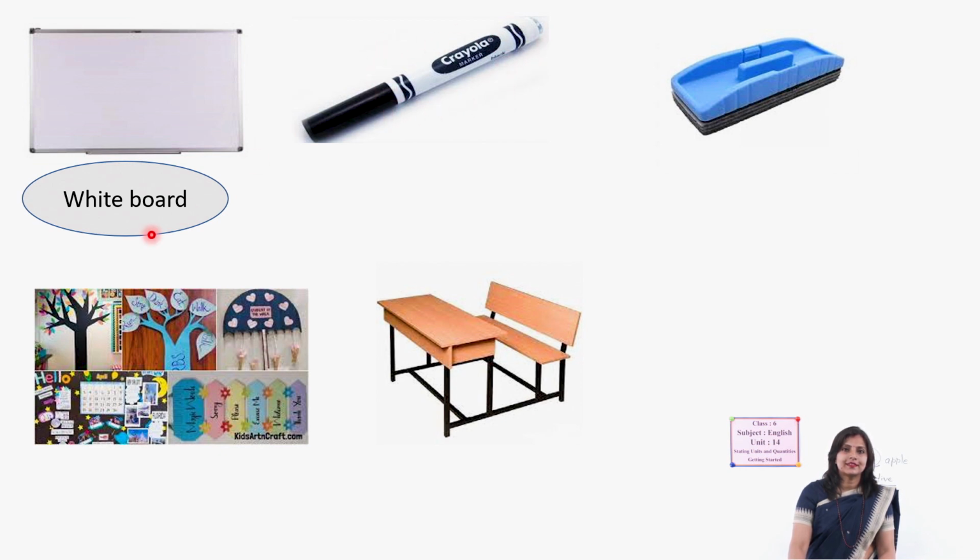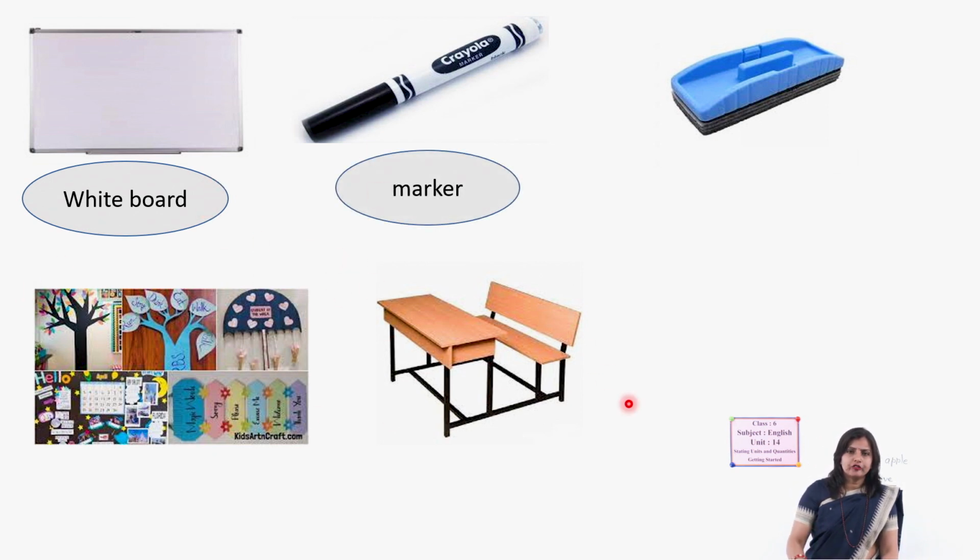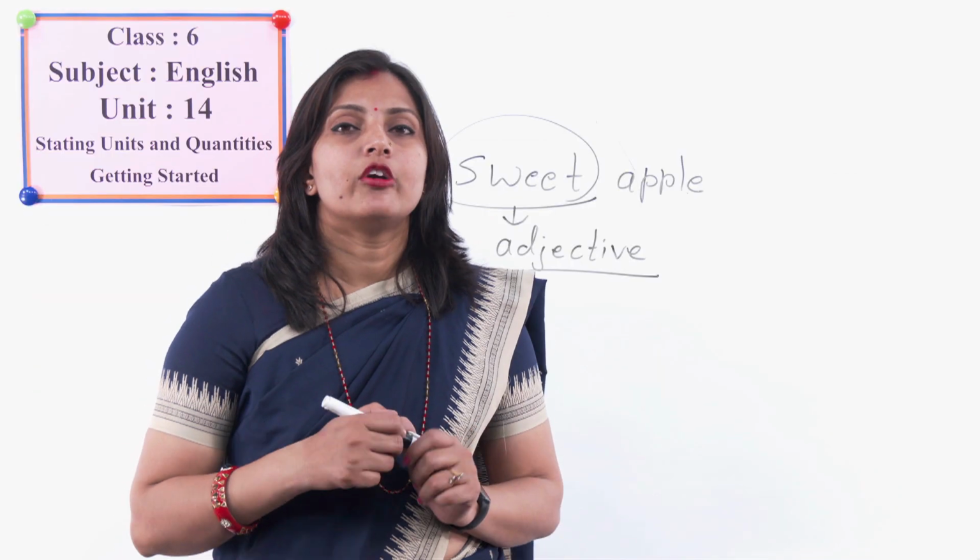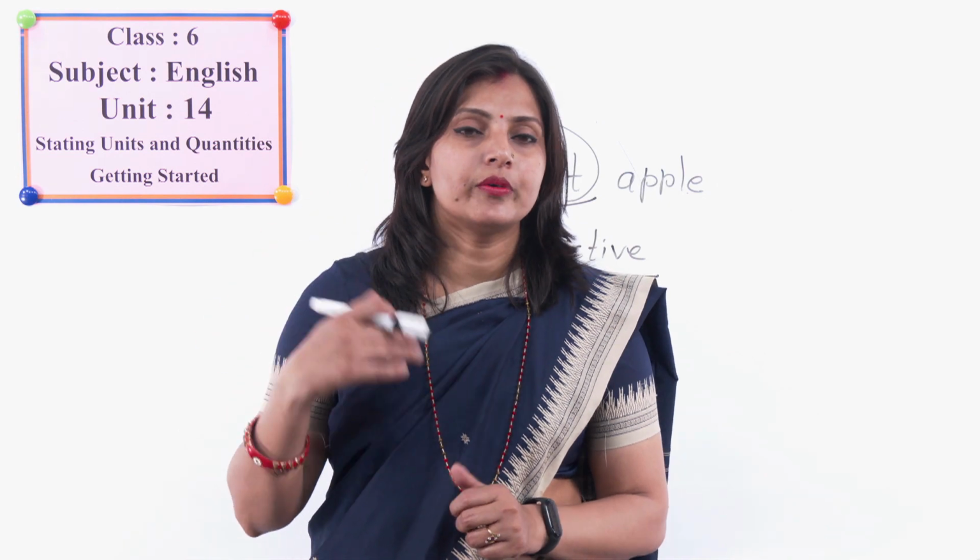Now, what is this next one? What is this? Yes, good. It's a marker. Because there is a whiteboard, we can't write with chalk, can we? No, we need a marker. Okay. So, what is this marker used for? Exactly, yes. This marker is used for writing on the board. You see the marker, this is used for writing on the board.